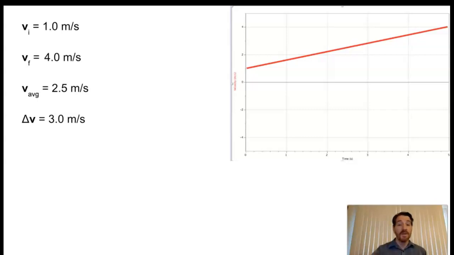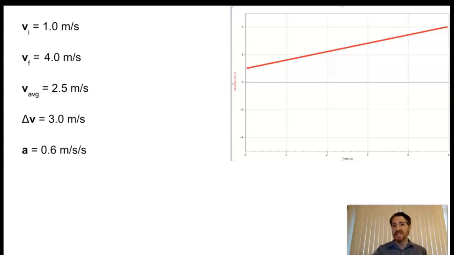And that means that's how much this object sped up during the time that we're seeing here. And I can determine from that the acceleration. The acceleration is delta v over delta t, or the slope of our graph, and that's going to come out to 0.6 meters per second per second.